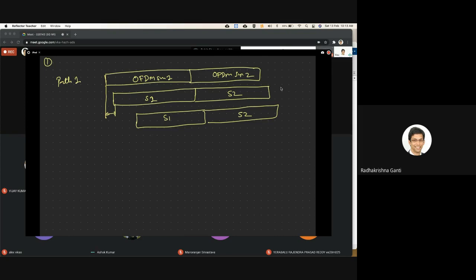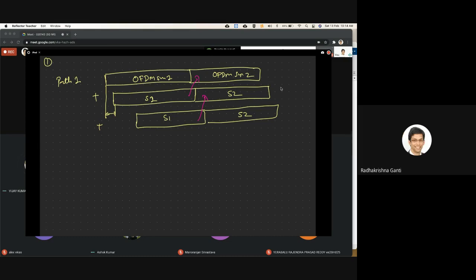Now what is happening? Because of multipath, you get the output as the addition of all this, with some coefficients. Let's forget about the coefficients, that's not important for the discussion. Now your OFDM symbol 1 is actually interfering with OFDM symbol 2. So how do we avoid this?